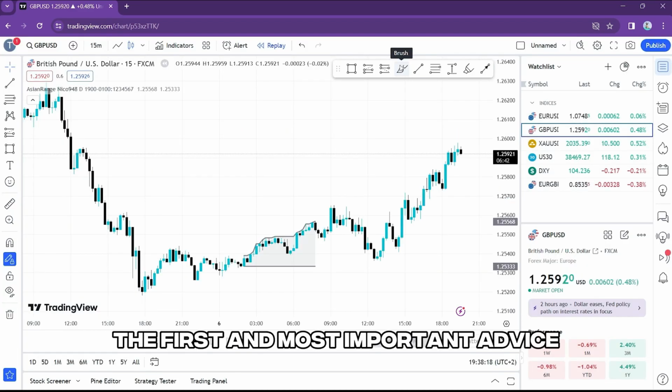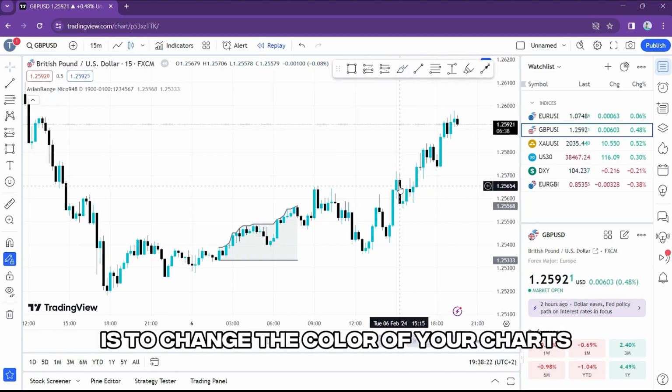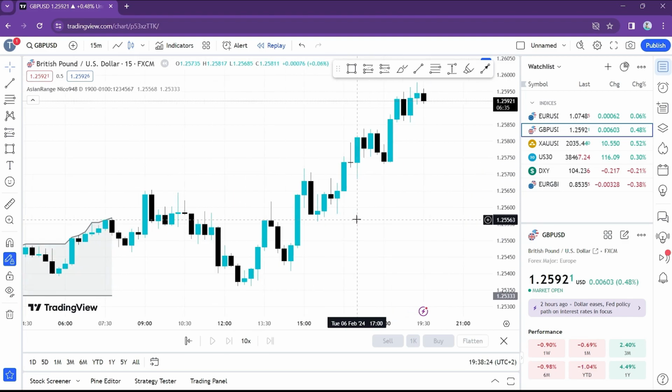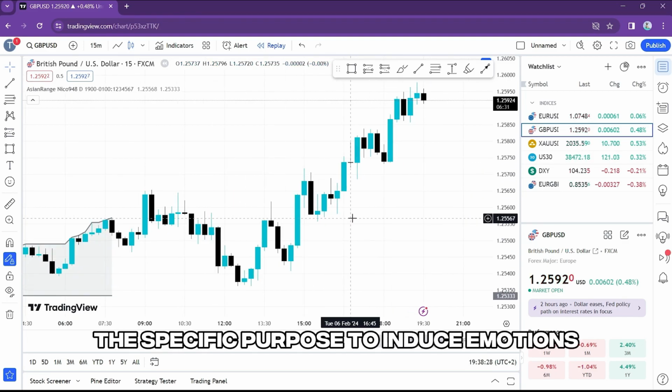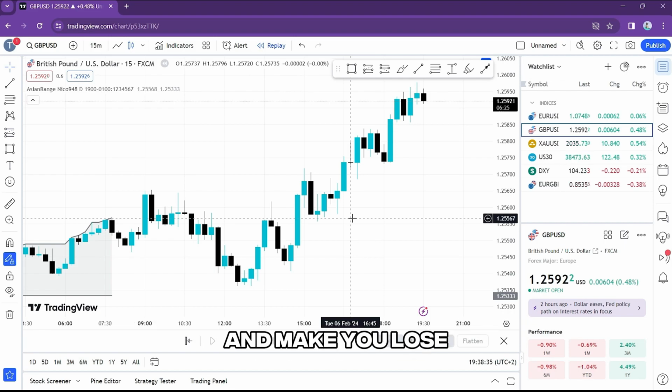The first and most important advice I can give you is to change the color of your charts. As you can see, mine is blue and black. The colors are chosen with a specific purpose, to induce emotions. They are psychologically chosen to make decisions based on emotions and make you lose.